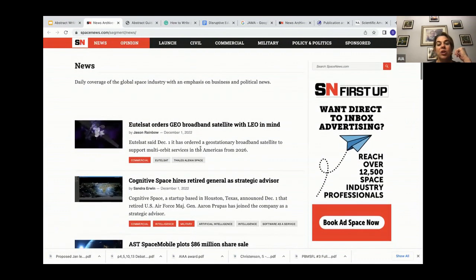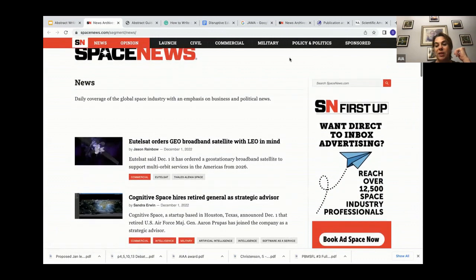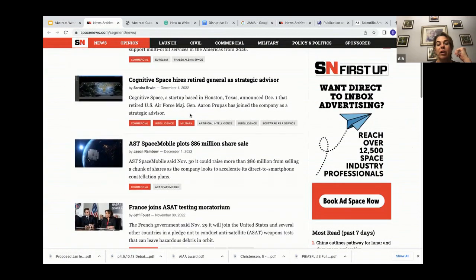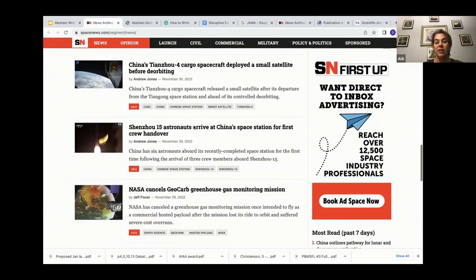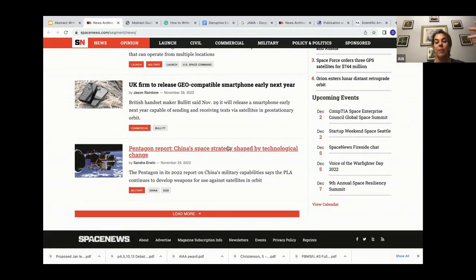I'll open it quickly here. And Space News, you can see across the top, there's certain areas, like if you want to look into policy or politics to see what's going on. It allows you, of course, to click on many different current news events that are going on with regards to space. So I could just scroll through there and read up on whatever I want to.